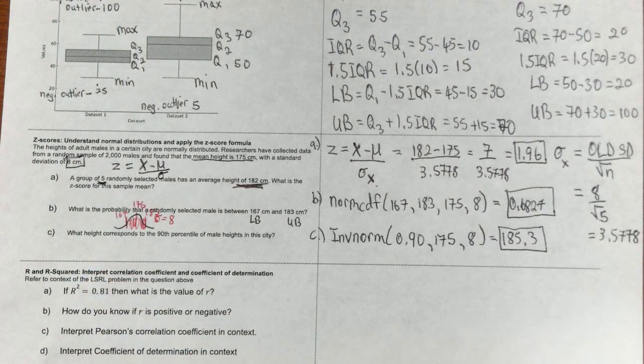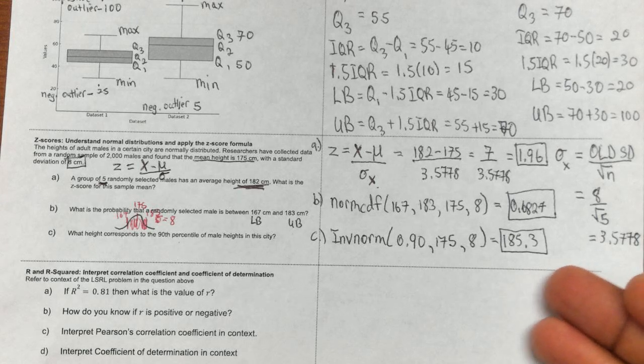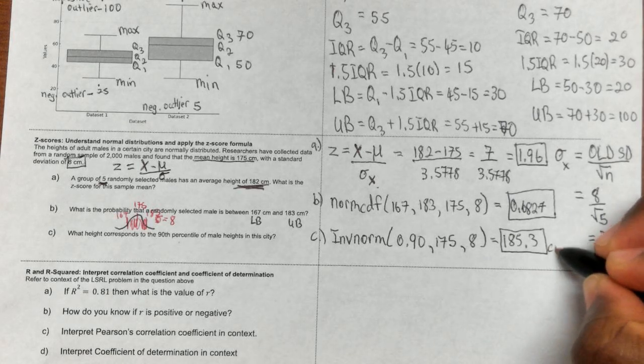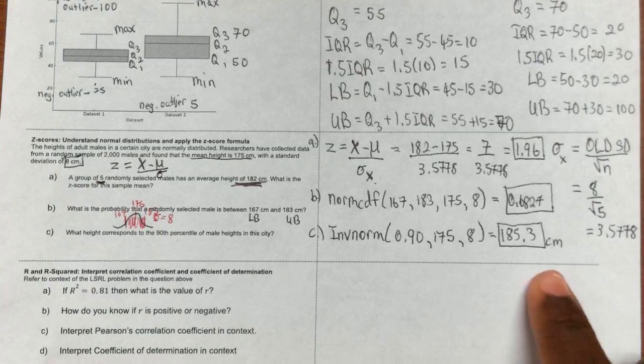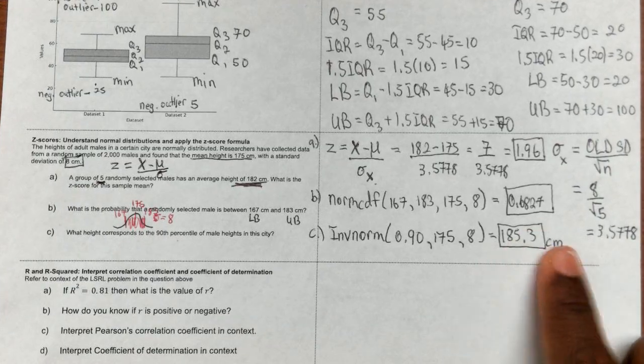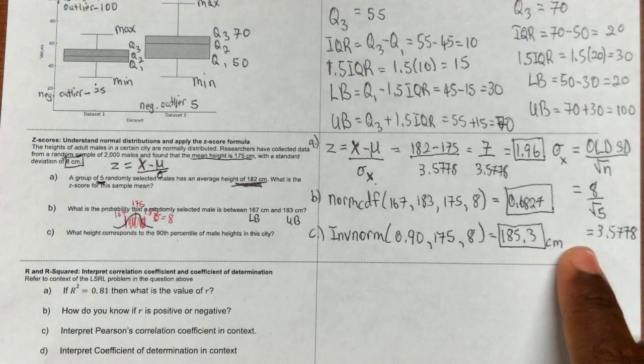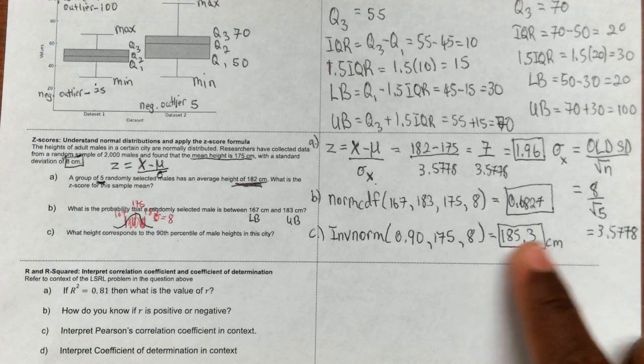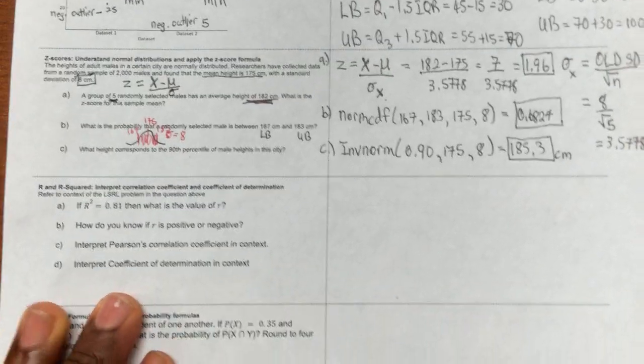So you can write 185.3 centimeters, technically centimeters. However, I wouldn't write to 2 decimal places or more, mainly because we're talking about height. All right, so let's try the next question.